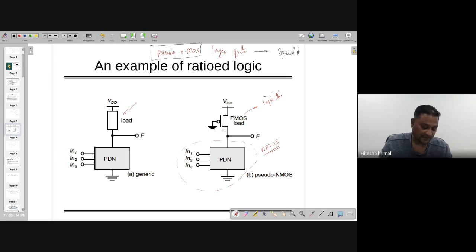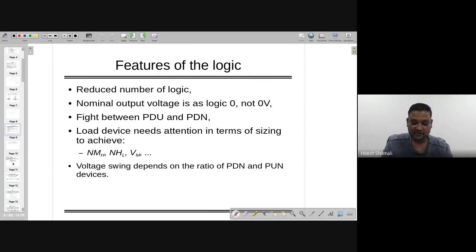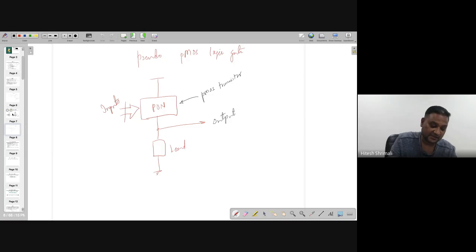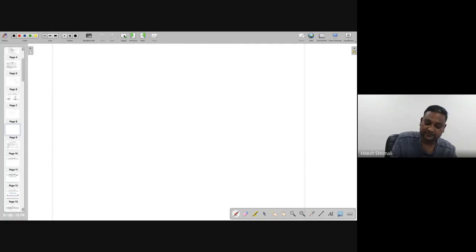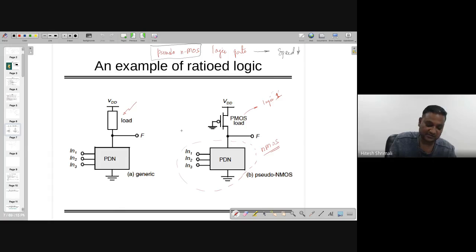Let's understand how it works. So here, featuring the pseudo NMOS logic gate, we have a reduced number of transistors also. The nominal output voltage is logic 0, but not 0 volt. What exactly it is meant to say is as follows.